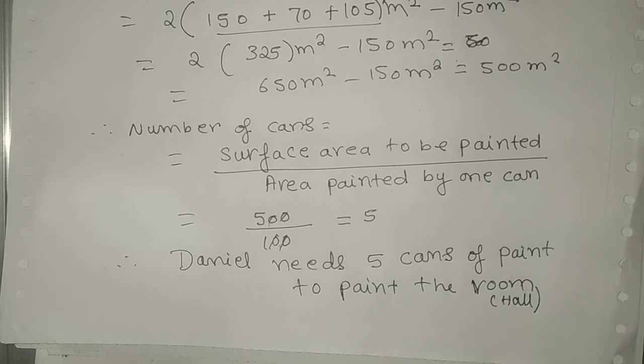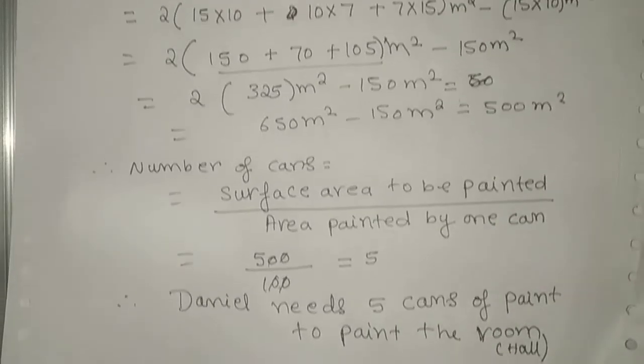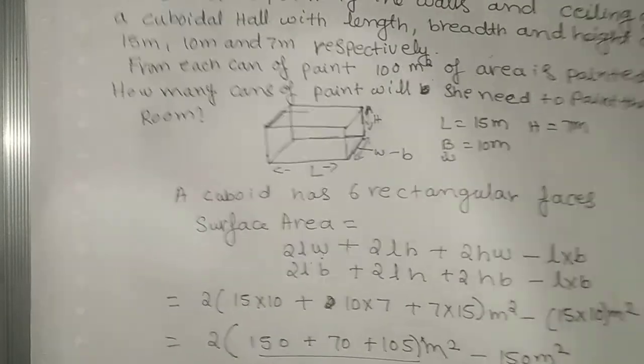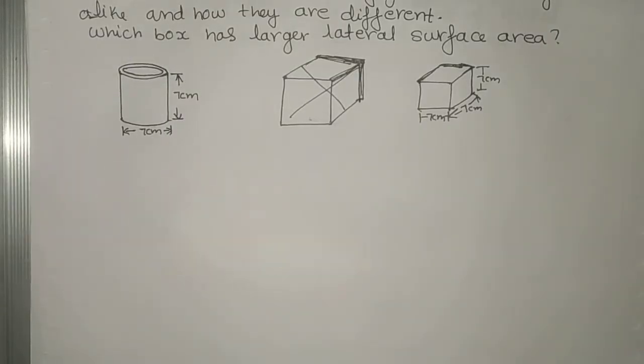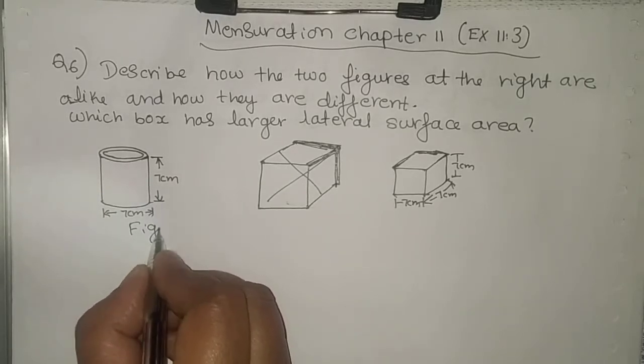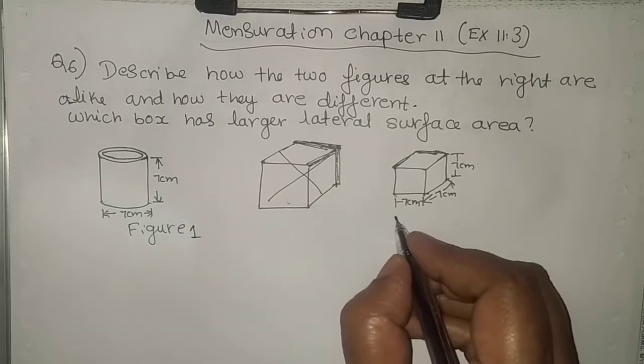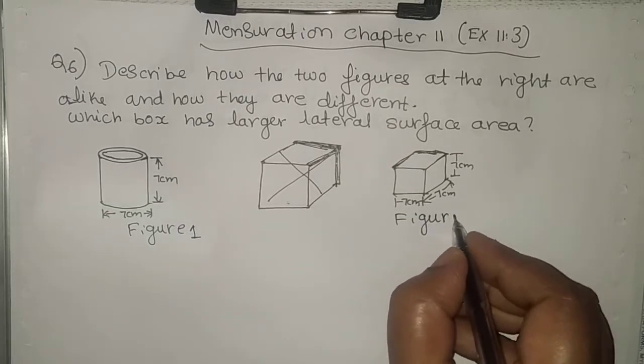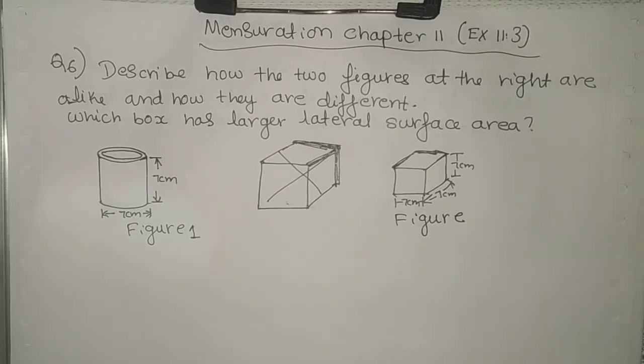We'll move on to the next one, that is the 6th problem. The sixth problem is: describe how the two figures are alike and how they are different. Which box has larger lateral surface area? Two figures are given, which we'll name figure 1 and figure 2, and we have to describe how they differ.